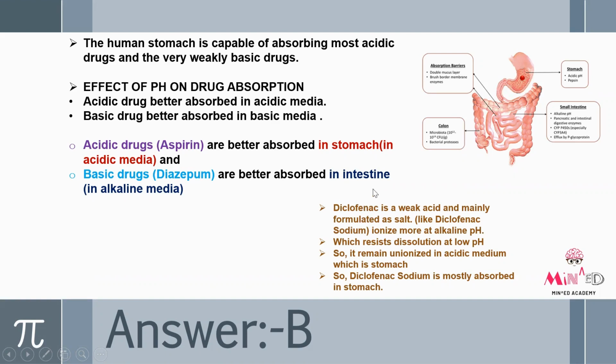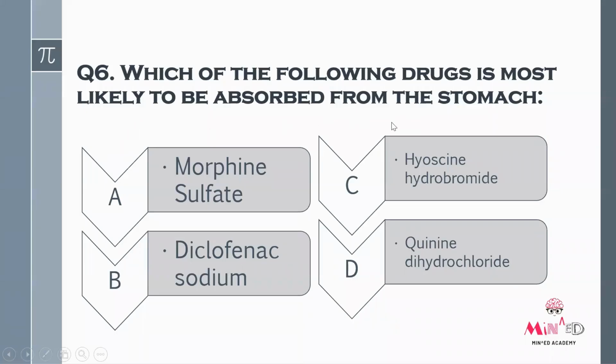So what about diclofenac? Diclofenac is a weak acid and mainly formulated as a salt, that is diclofenac sodium, which ionizes more at alkaline pH, which resists dissolution at low pH. So it remains unionized in the acidic medium, which is the stomach. So diclofenac sodium is mostly absorbed in the stomach. So the answer for which of the following drugs is most likely to be absorbed from the stomach is diclofenac sodium.